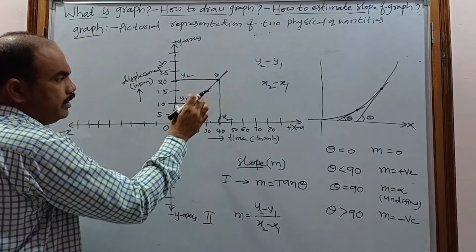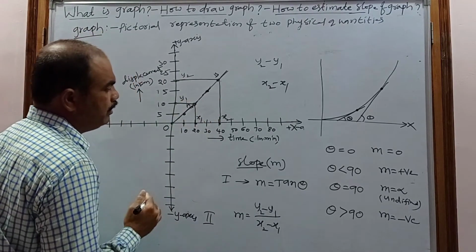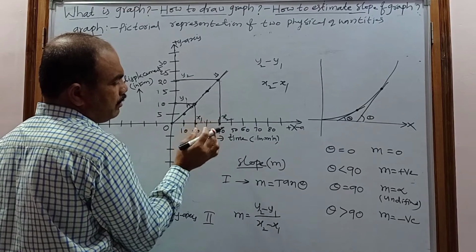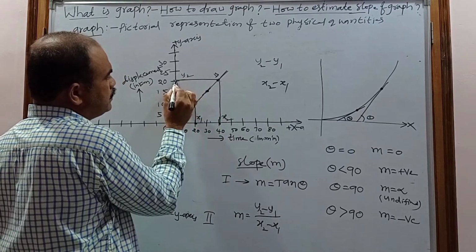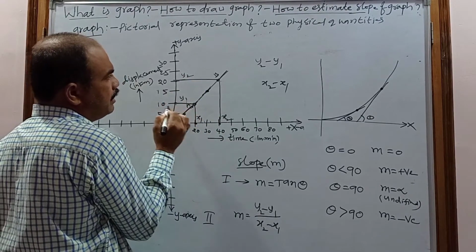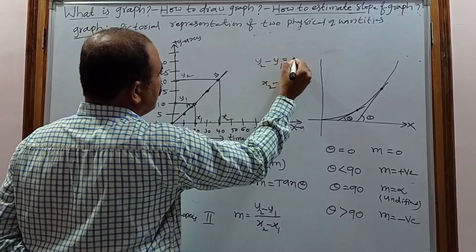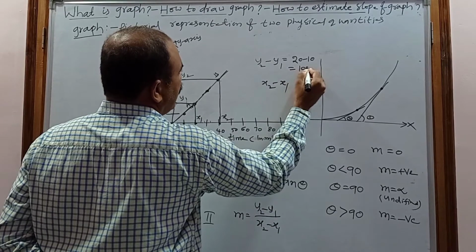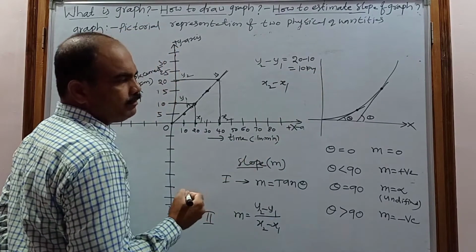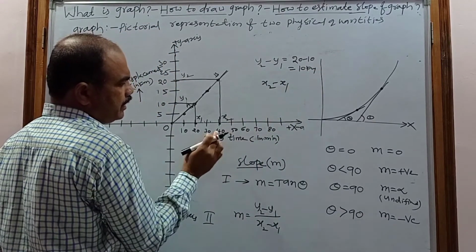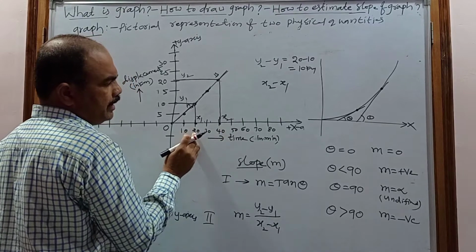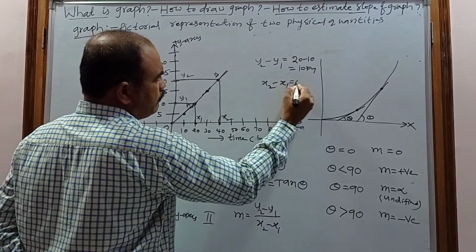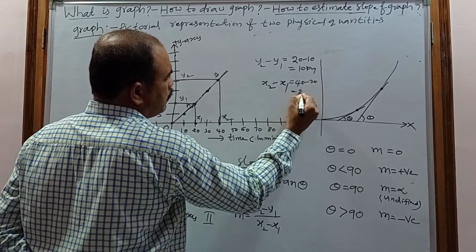Now I am going to find the slope here. For example, what is the difference of the y coordinates? Here y2 is 20 and y1 is 10, so y2 minus y1 is 20 minus 10, which equals 10 kilometers. And what is the difference of the x coordinates? x2 is 40 minutes and x1 is 20 minutes. So 40 minus 20 is 20 minutes.